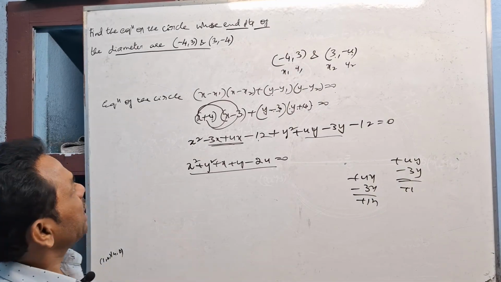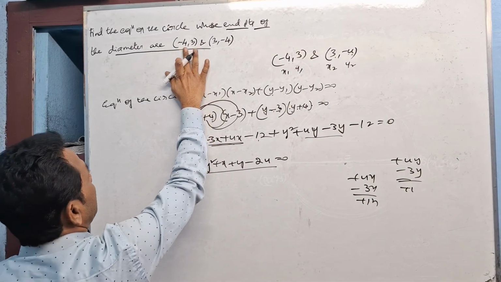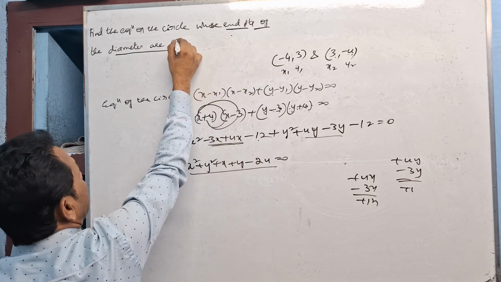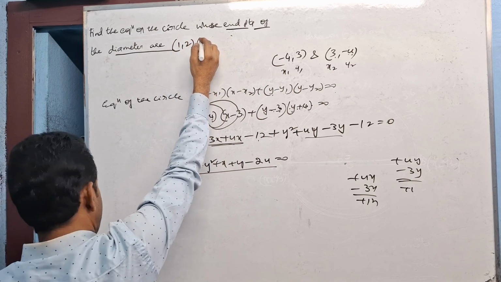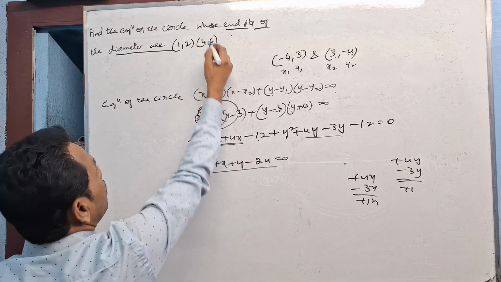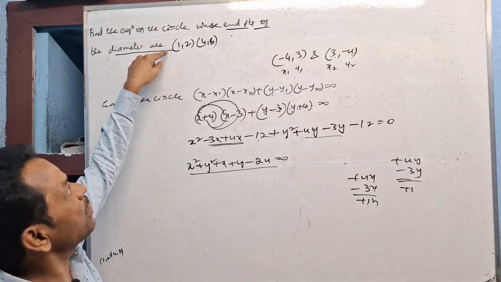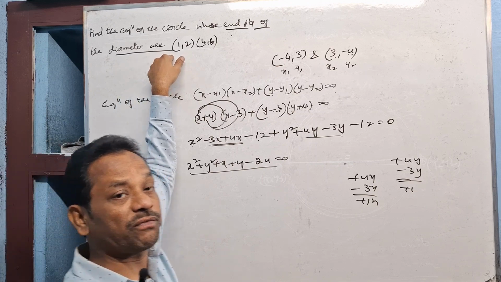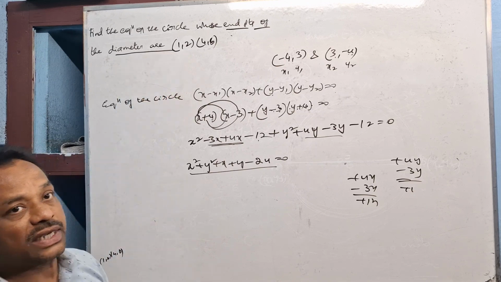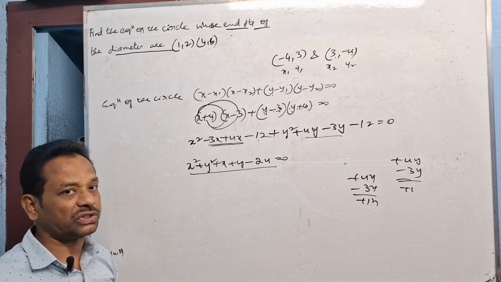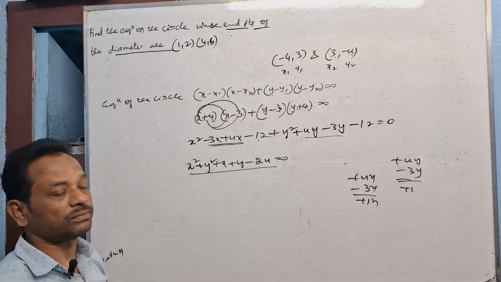Bachcho, let me make a small change here. In the place of these two endpoints, let us go for 1 comma 2 and 4 comma 6. Now try this question and comment your answer. And if you are feeling difficulty to solve this sum, just raise your doubt in the comment section. I'll help you to solve this sum.